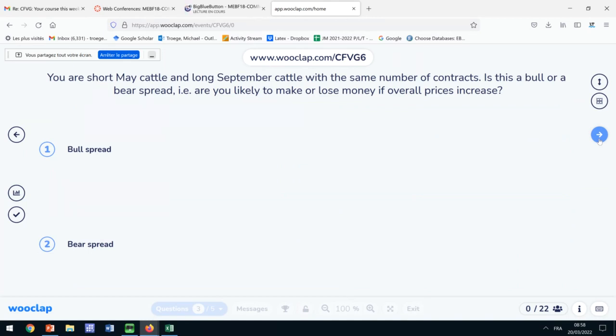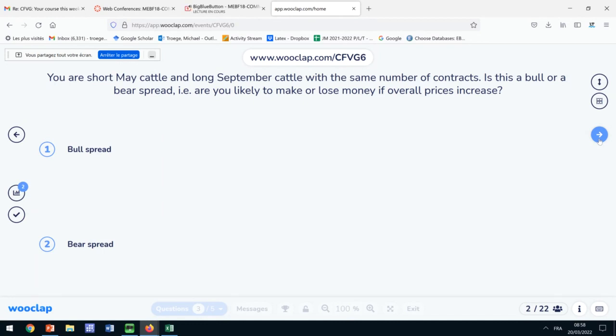So we are short May cattle and long September cattle. Is this a bull or a bear spread? Now that's a complicated one. I think I should explain a little bit. What is a bull and a bear spread? It depends on what kind of commodity you have.